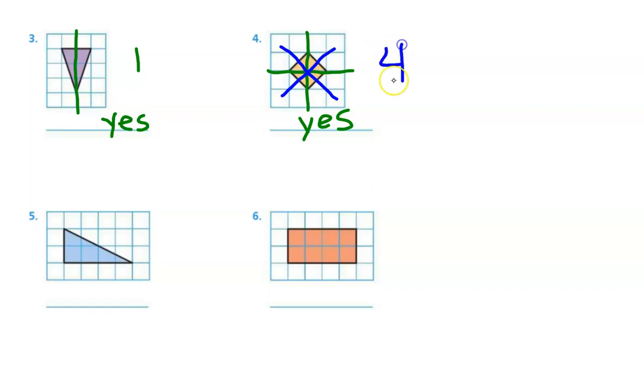We're going to say altogether that this one has 4 lines of symmetry there, which is pretty cool. Now, number 5 is another triangle. So number 3 was able to be folded in half, but I don't think number 5 is going to be able to be folded in half.